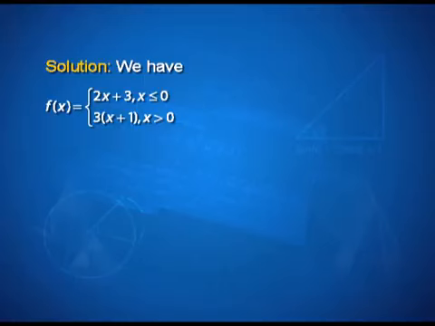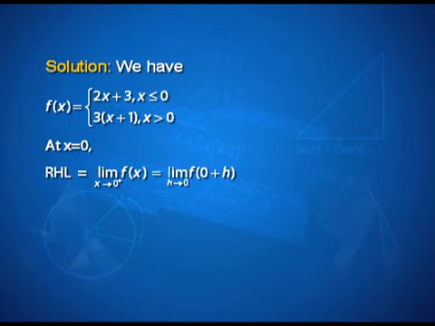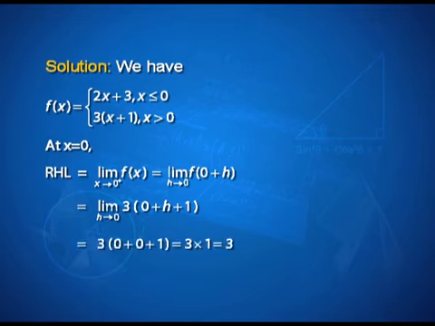Look into the solution. We have f of x is equal to 2x plus 3 wherever x is less than or equal to 0 and 3 into (x plus 1) wherever x is greater than 0. At x is equal to 0, look into the right hand limit. We have limit f of x as x tends to 0 positive is equal to limit f of (0 plus h) as h tends to 0, that is equal to limit 3 into (0 plus h plus 1) as h tends to 0, which can be simplified as 3 into (0 plus 0 plus 1), that is equal to 3 into 1, that is equal to 3.